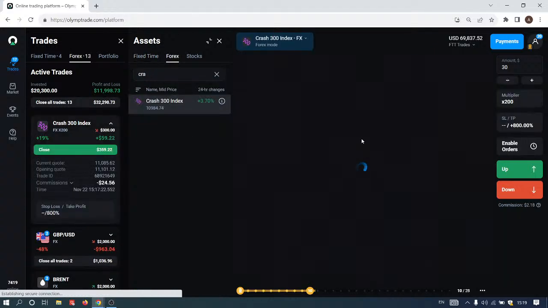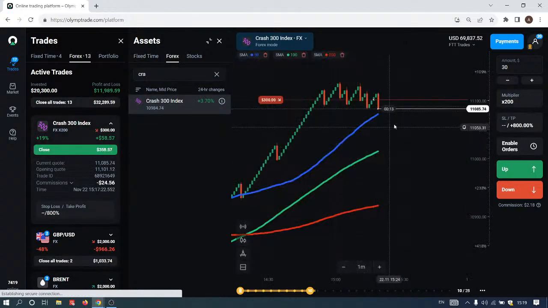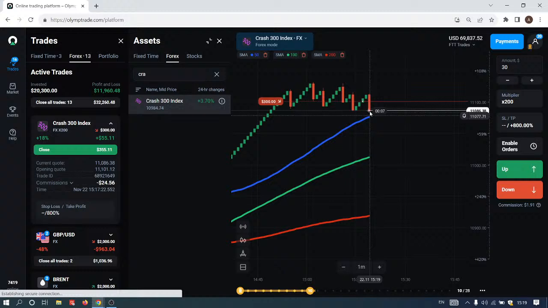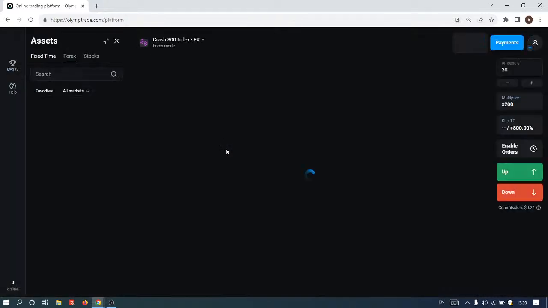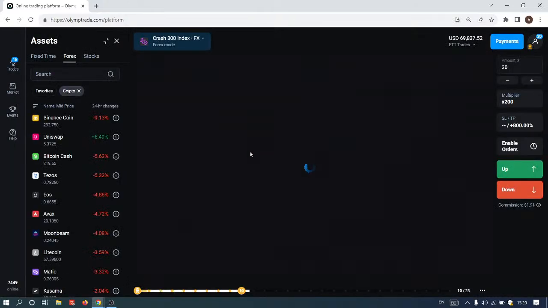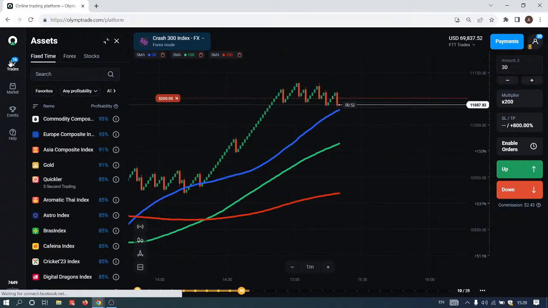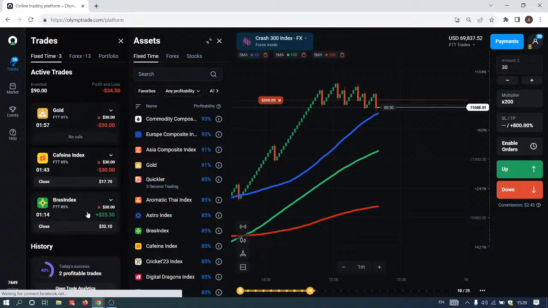Wow, look at this. Crash 300. I'm nailing it. So I'm a little bit worried now. On the one hand, let me just go ahead and reload my platform. I think it's being too slow. Oh, okay, now it's so much better. I'm sorry it was so slow.